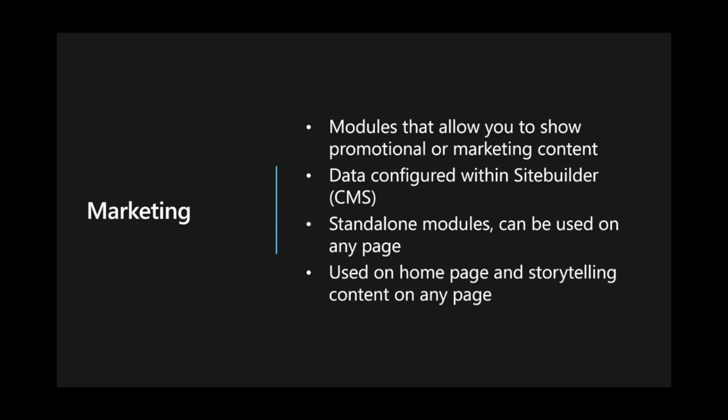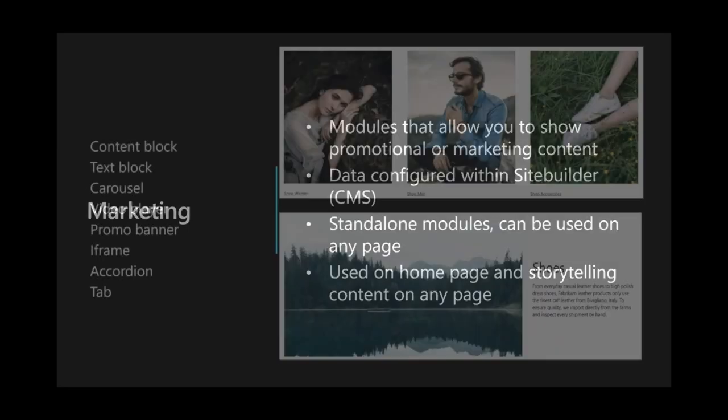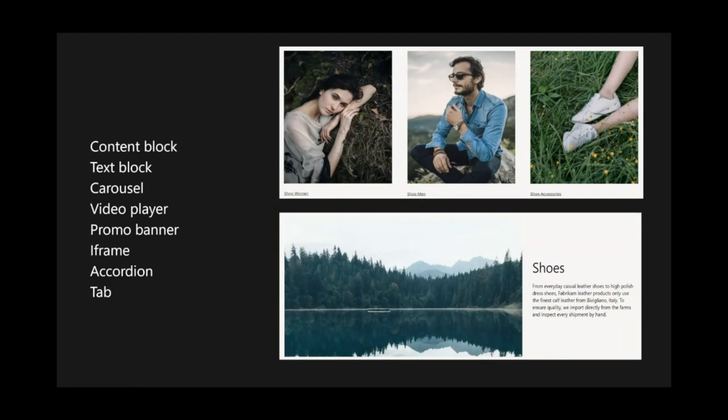The next section we're going to talk about is the marketing module. These are modules that allow you to show promotional or marketing content. These are modules that can be configured within Site Builder, so they're standalone modules. You can configure a heading, paragraph, link, images, video. All the content can be fully programmed within Site Builder. They can be used on any page, typically on homepage and marketing pages, but they can also be used for storytelling content on a PDP or a category page or a search page, etc. Examples of marketing modules are content block, text block, carousel, video player, promo banner, iframe, accordion, tab, etc.